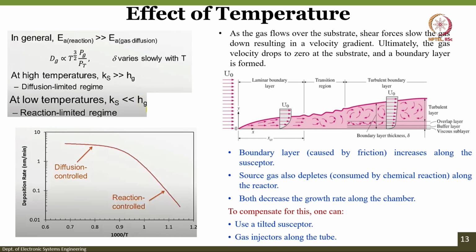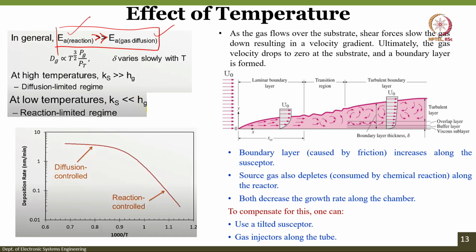Then moving on to the effect of temperature. We all know that the activation energy required for a reaction to happen is always greater than the activation energy for a diffusion process to happen. Activation energy is the minimum energy required for a chemical reaction to happen, and the activation energy for a diffusion process is equal to the value of the potential barrier that needs to be overcome by an atom to get transferred to a new position. So the activation energy for the reaction will always be higher than that required for a diffusion process to happen.